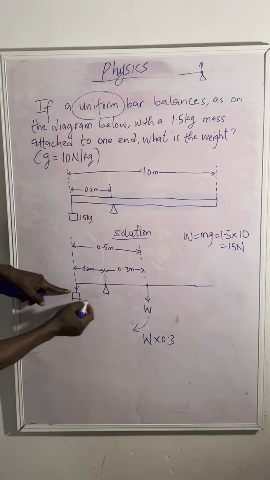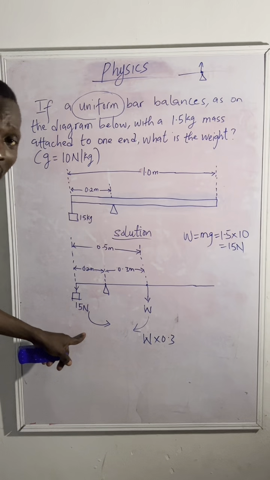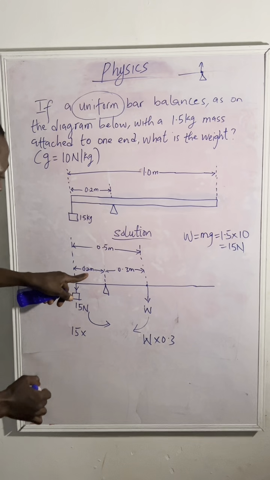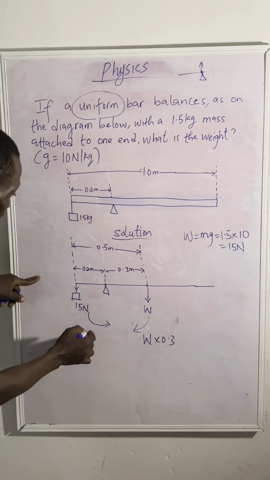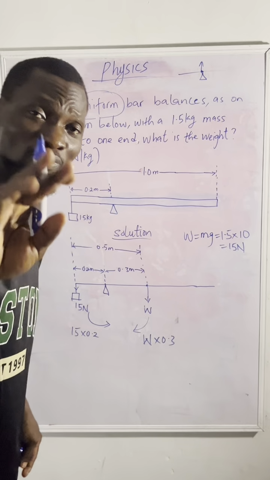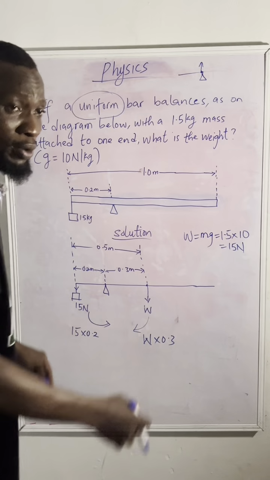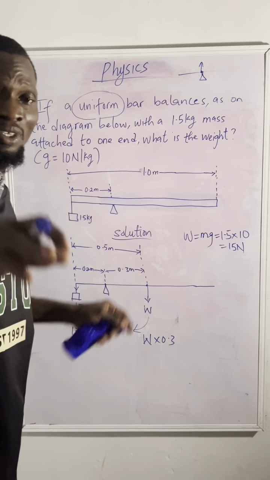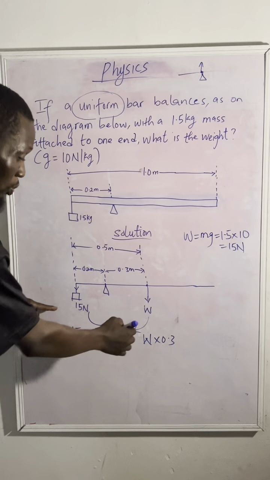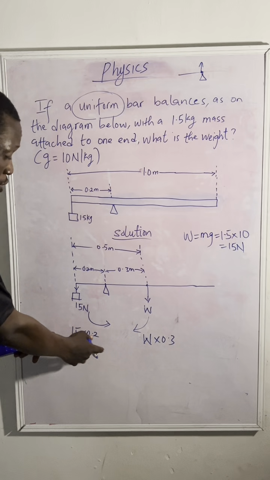Now this 15 is going to turn it the other way around, like this, and that is anticlockwise moment. So that is the force 15 multiplied by the distance from here, which is 0.2, right? So according to the principle of moments, remember this body is in equilibrium now because it is balanced. If a body is in equilibrium, then the sum of clockwise moments is equal to the sum of anticlockwise moments.